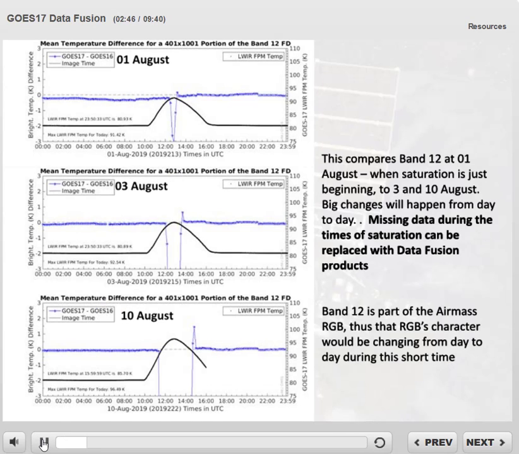Here we see how the steady increase in the maximum focal plane temperature from August 1st at 91.42 Kelvin to August 10th at 96.49 Kelvin causes more and more data to be lost in band 12. On August 1st, perhaps 3 image scenes are lost. That increases rapidly so that by August 10th, more than 2 hours are lost.